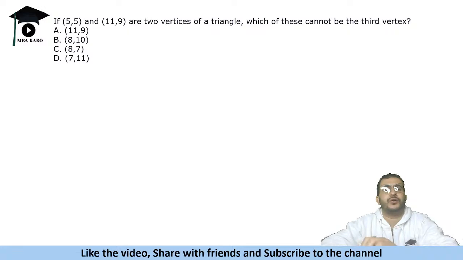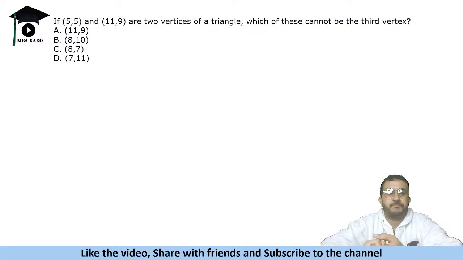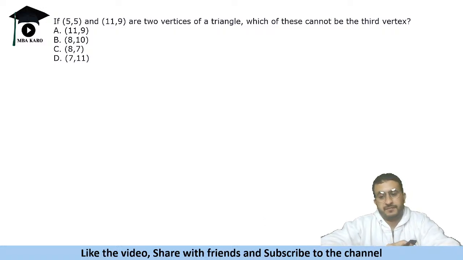It is on coordinate geometry. 5 comma 5 and 11 comma 9 are two vertices of a triangle. Which of these cannot be the third vertex? Very easy question.